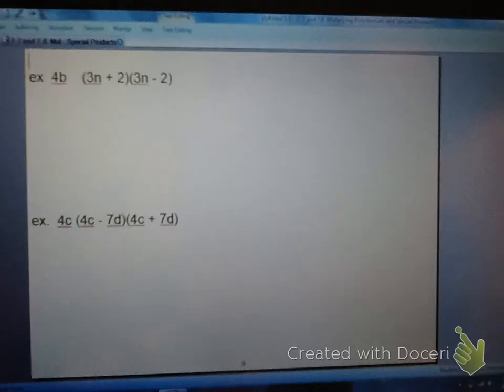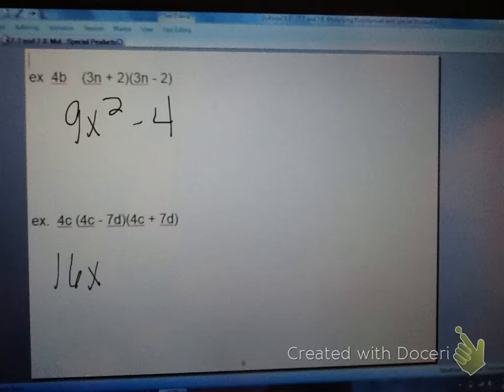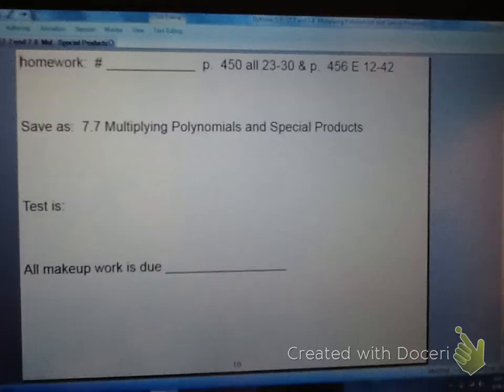Example 4b. I see that these are exactly identical binomials except for their opposite signs, so I'm just going to do the first and the last. Example 4c, I'm going to just do the first and the last. You get 16c squared and a negative 49d squared.